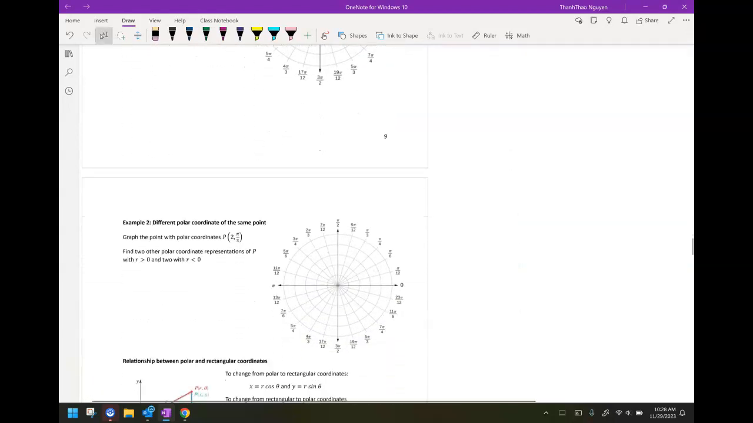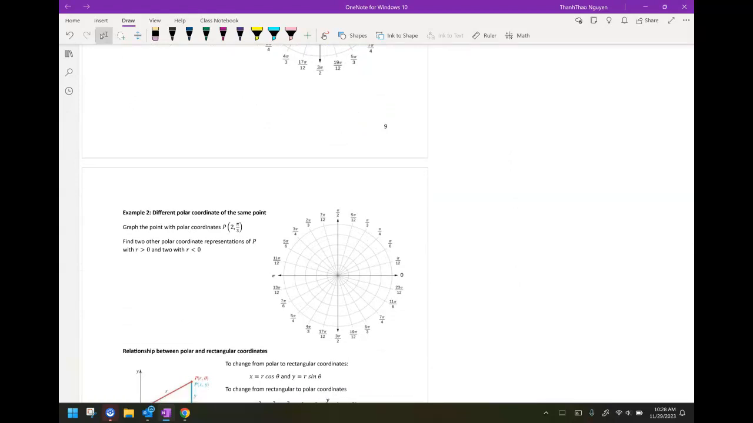Now, graph the point with the polar coordinate P of (2, pi over 3). I'm going to start with theta first. The angle is pi over 3, and we have the radius 2. So this is the point P. Let's draw this distance PO here and just leave it there. Now we want to find two other polar coordinates representing the same P, one where r is greater than 0, and another where r is less than 0.